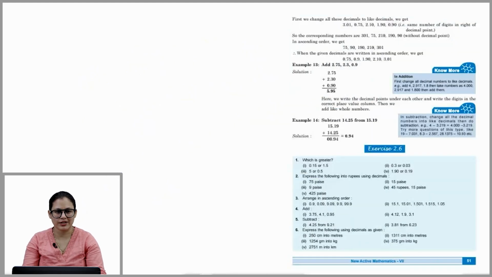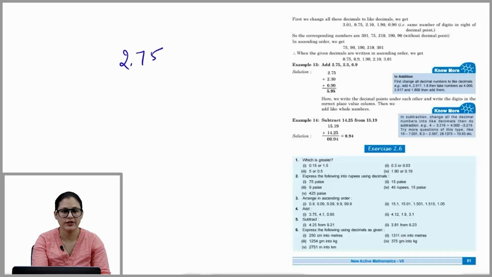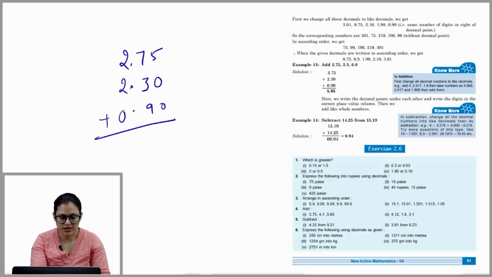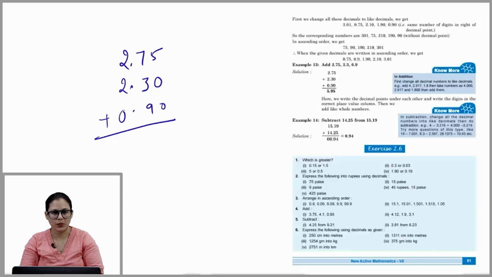Example 13: you have to add 2.75, then 2.3, you can place a 0 here, and then 0.90. Remember students, decimal should be under decimal. Then you will add these decimals as we do addition of whole numbers. In addition, first change all decimal numbers to like decimals. Example, add 4, 2.917, 1.8: take the number as 4.000, 2.917 and 1.800, then add them up. And in subtraction, change all the decimal numbers into like decimals, then do subtraction.